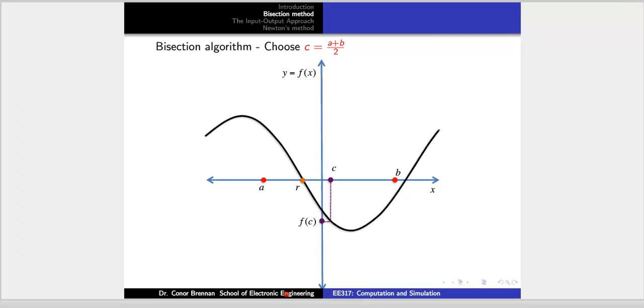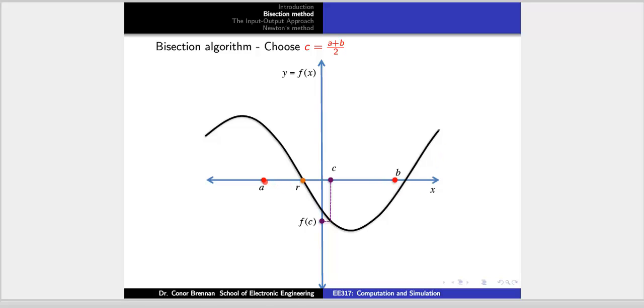So what does the bisection algorithm tell us to do next? Well, we take this midpoint C, which is halfway between the two, and we ask the question: when we feed C into the function f, we get output f of C. Is that output positive or is it negative? In the picture we have here on the screen, f of C is negative. So what does that tell us?